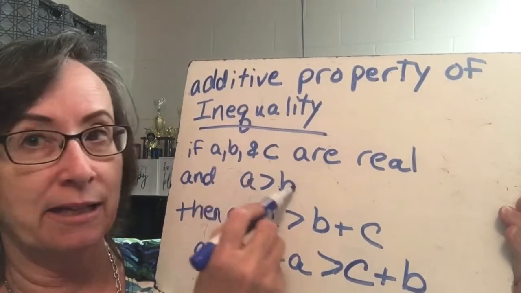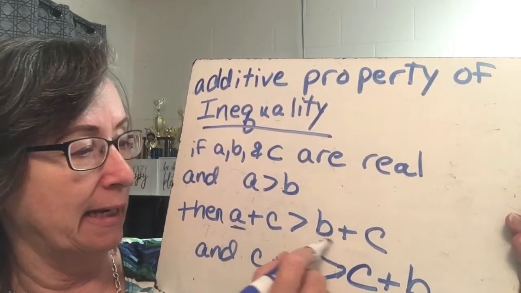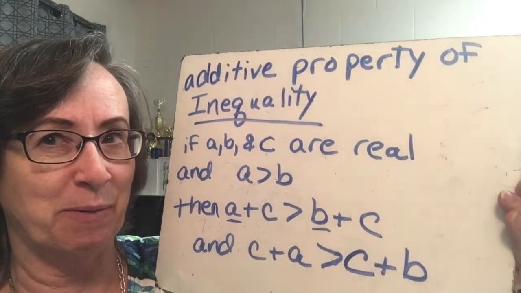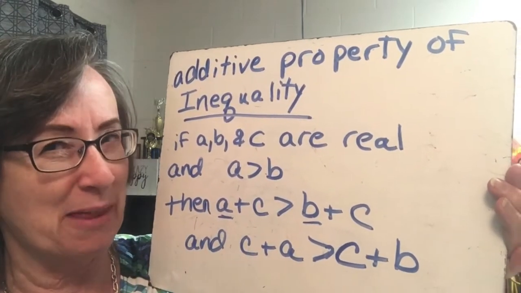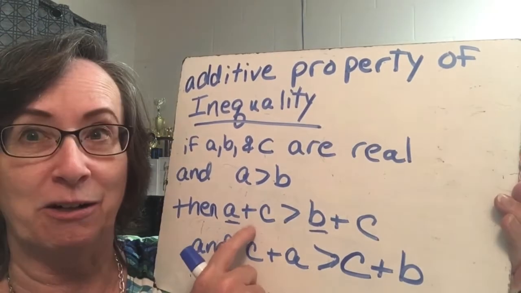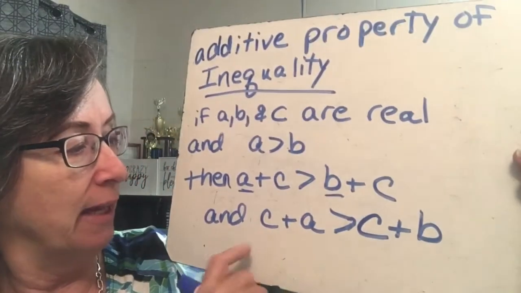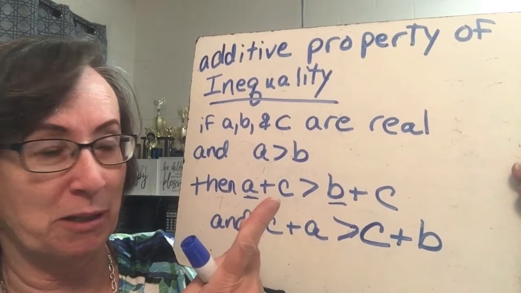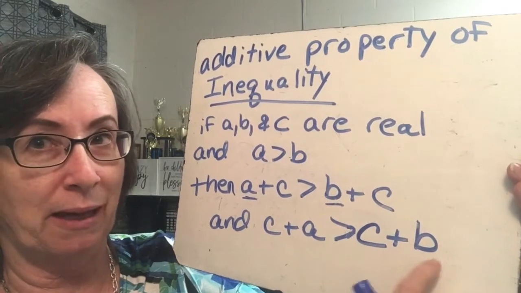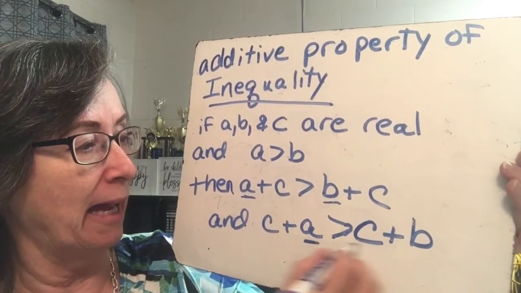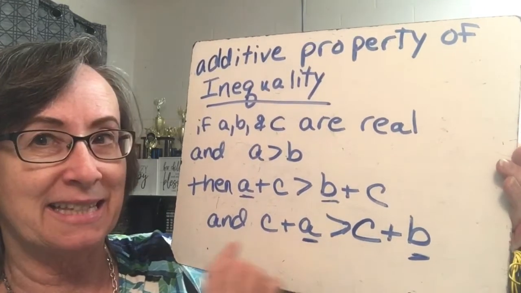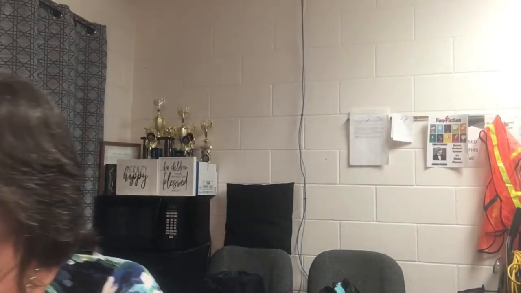Let's break it down. We already know that A is greater than B. Here's my A, and here's my B. A is greater than B, and didn't I just add a C to both sides? So adding the same thing to both sides should mean that this side is still greater than this side. Okay, so here we've got A plus C, C plus A. All they did was switch them around. B plus C, C plus B. Switched them around. So here's my A, there's my B. A is still greater than B, and all we did was add the same thing to both sides. So it does not change the inequality at all.